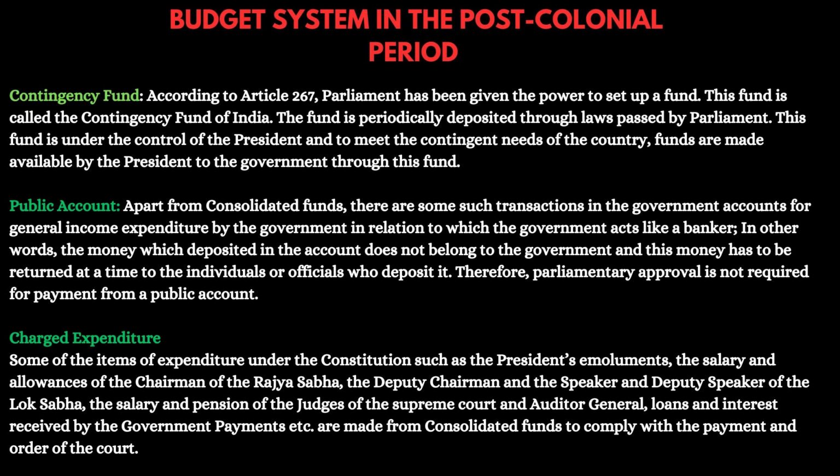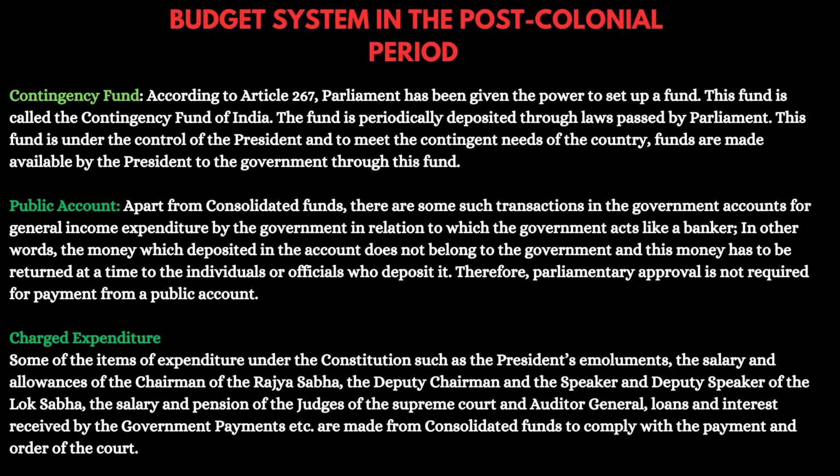Public Account. Apart from the Consolidated Fund, there are some transactions in the government accounts, other than general income and expenditure, in relation to which the government acts like a banker. In other words, the money deposited in this account does not belong to the government, and this money has to be returned at a later time to the individuals or officials who deposited it. Therefore, parliamentary approval is not required for payment from a public account.